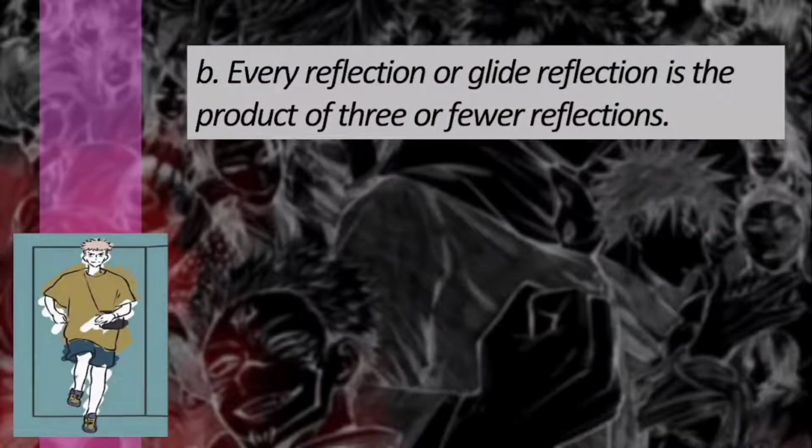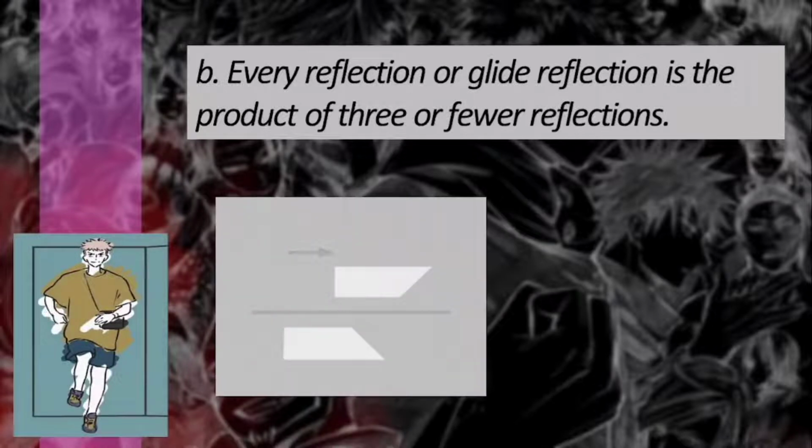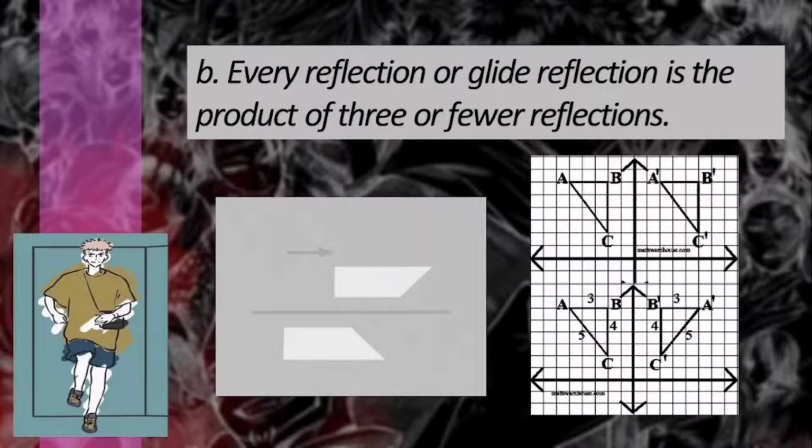B. Every reflection or glide reflection is the product of three or fewer reflections. As you can see in the image, the mirror is reflected and translated. So these are the images moving. The first one is translation, and the second one is the reflection, or glide reflection.